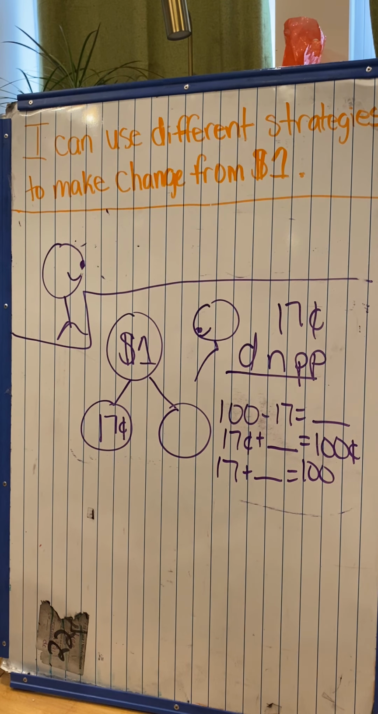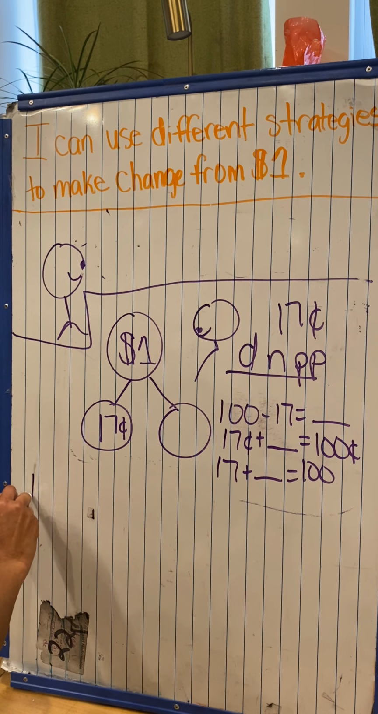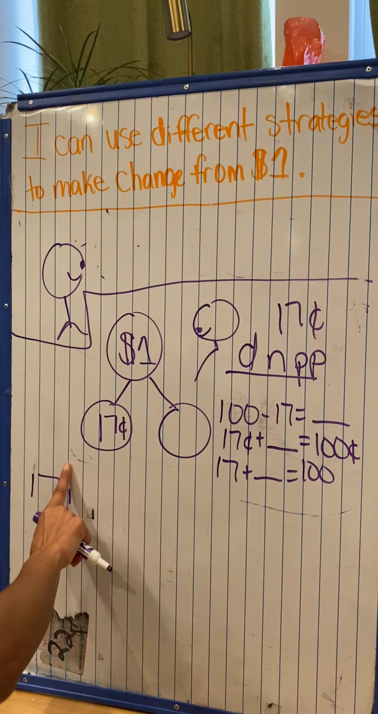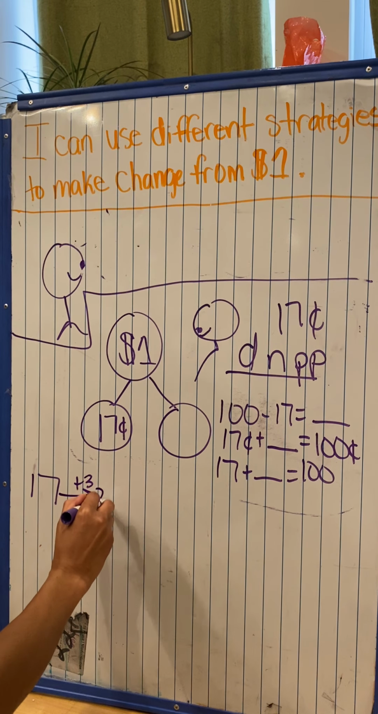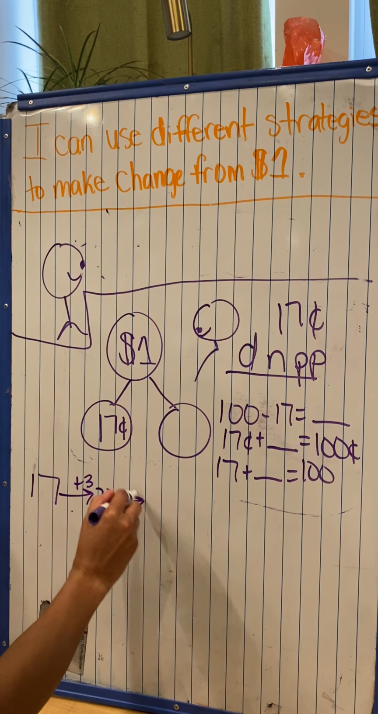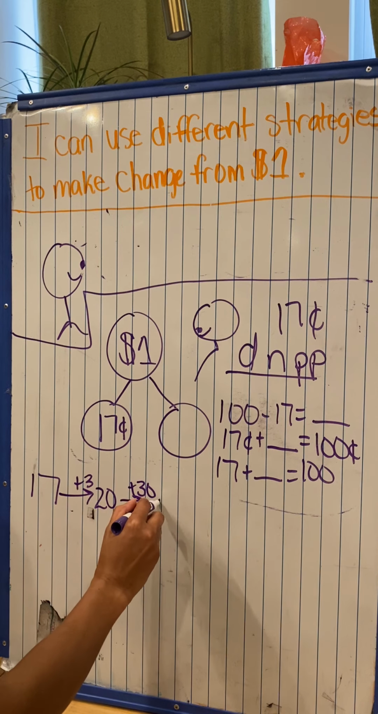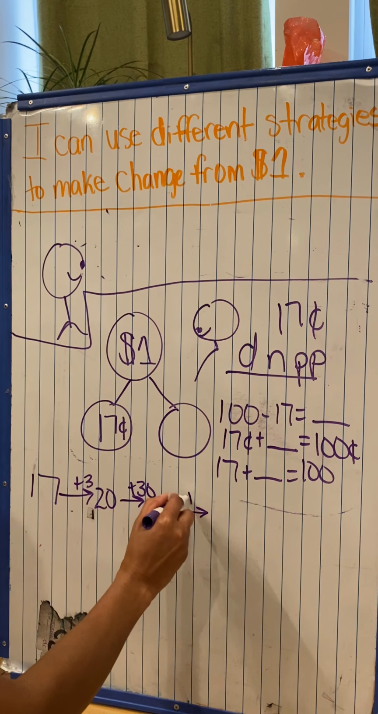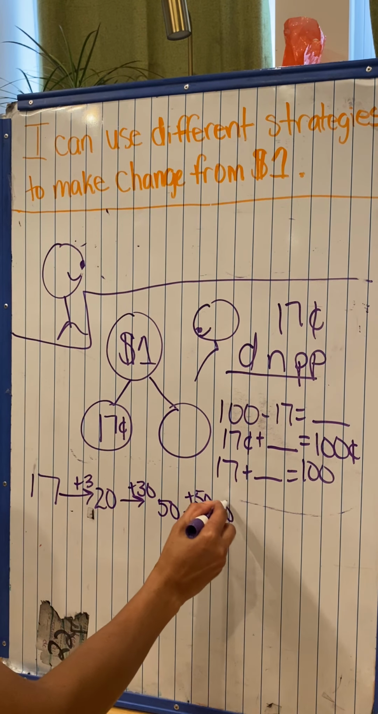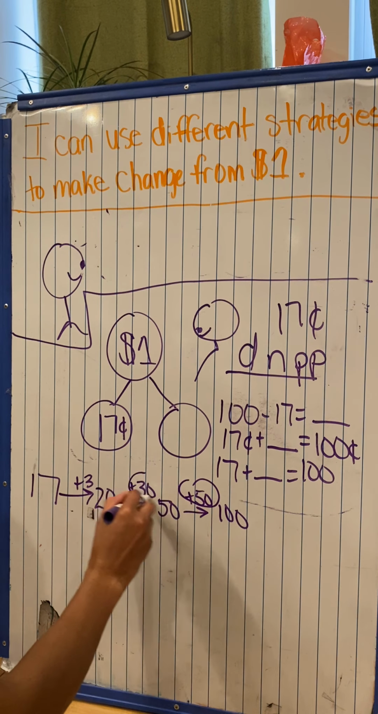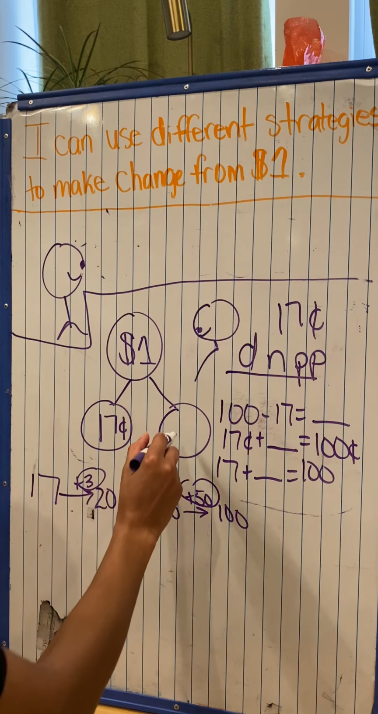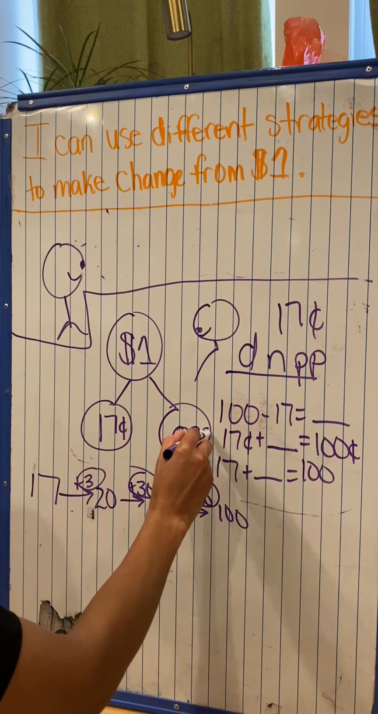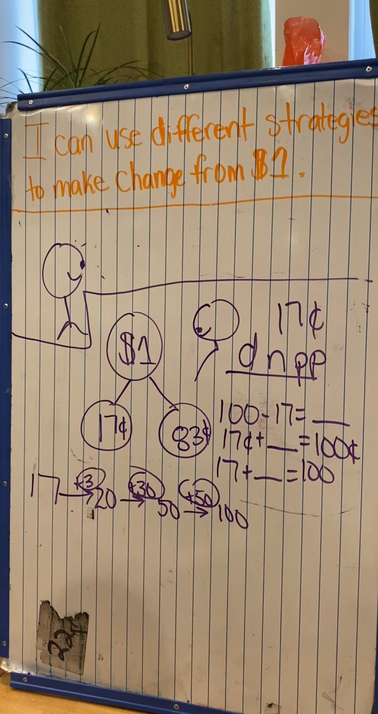All right. So we're going to start at 17. We're going to use the arrow way. Make a friendly number, plus 3, that will give me 20. Then I'm going to say plus 30, that will give me 50. And then I add 50, I'm now at 100. Remember to count how much you added. So 50 plus 30, 80, 80 plus 3, 83 cents. And that is the exact amount that we gave Mally, right?